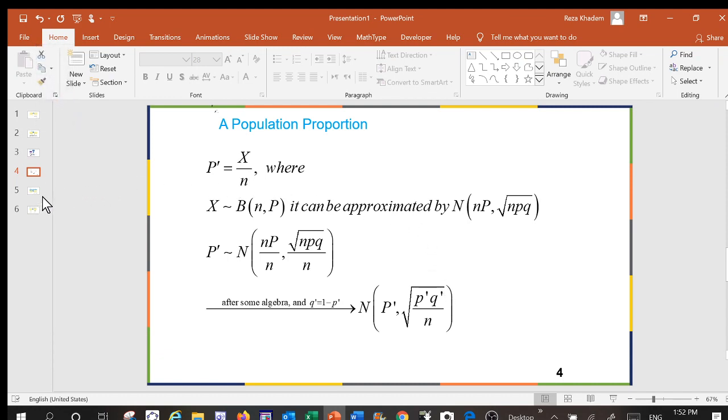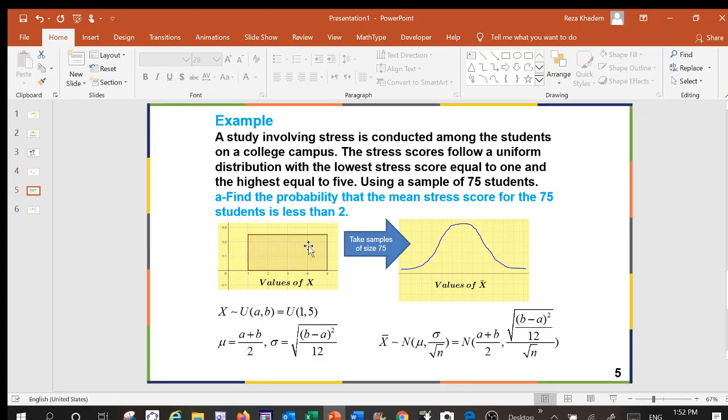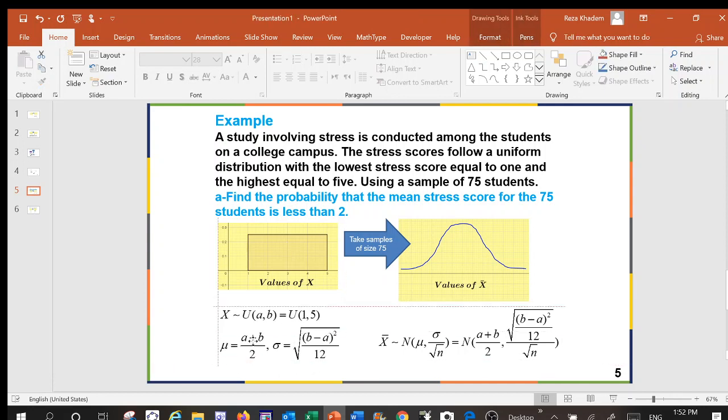So let's look at some examples. We're going to look at some examples in Newton Alta, but for now, let's look at two examples where the original population is known to have a certain distribution. For example, here, the original population that we sampled from has a uniform distribution. Under a uniform distribution, the mean is (A plus B) divided by 2, and the standard deviation is the square root of (B minus A) squared over 12.